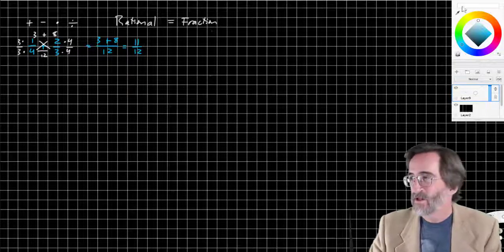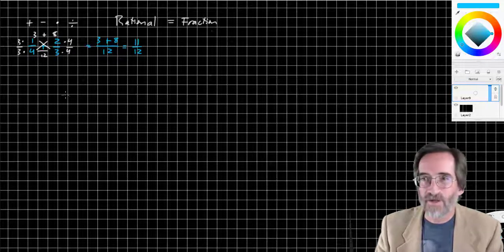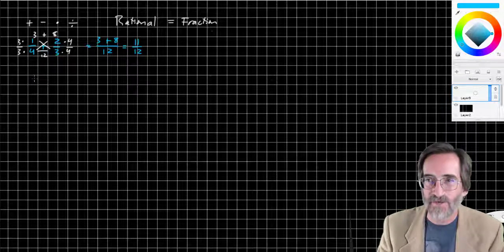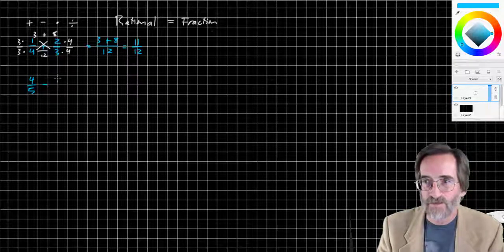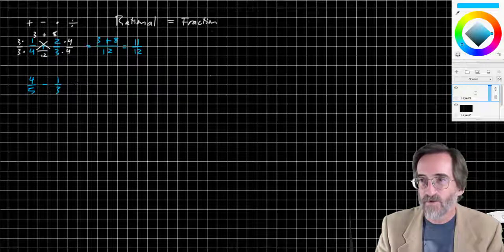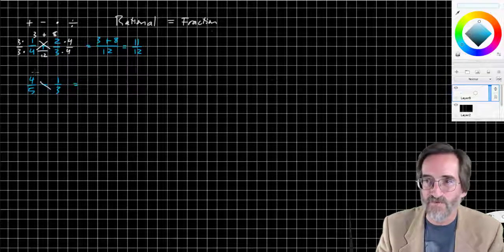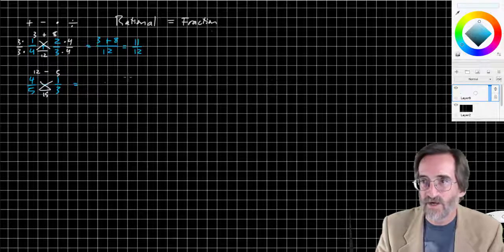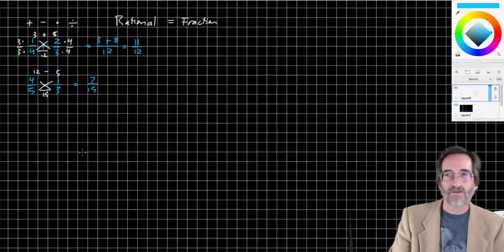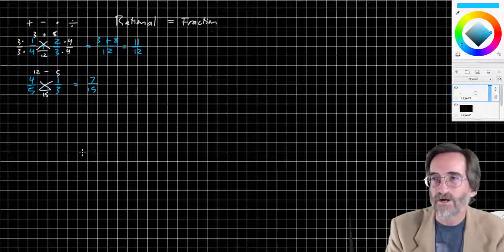You can do the same thing for subtraction. Subtraction is the same idea. Let's say we have 4/5 minus 1/3. I'm going to use crisscross applesauce. 3 times 4 is 12. 5 times 1 is 5. 5 times 3 is 15. 12 minus 5 is 7/15. So it all comes down to getting a common denominator.